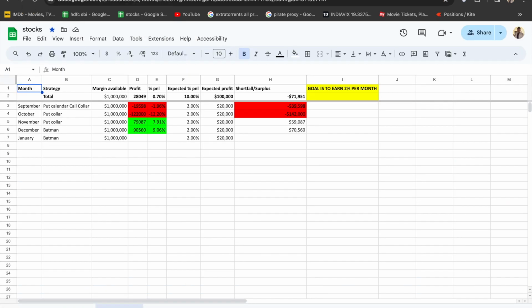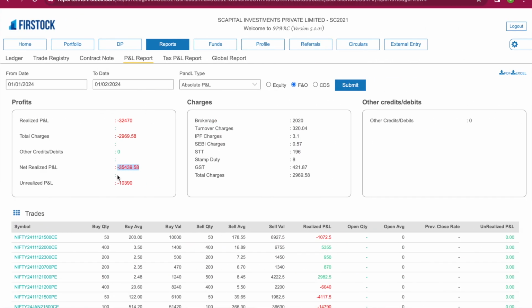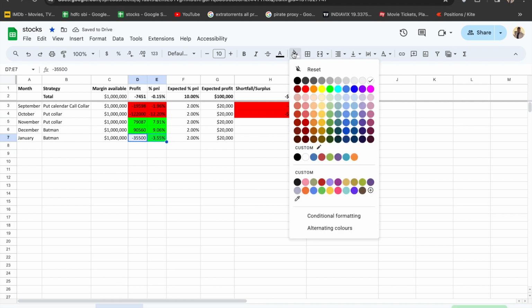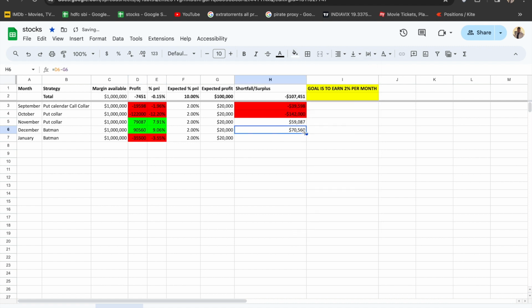Now if I check around the YouTube PNL of January, unfortunately, as I had showed, the PNL is minus 35.5, so it is minus 35,500. And here if you see, this will go in red, and here if we are at minus 55,000, so this is in red. What is this calculating? Basically D7 minus G7. Okay, so expected profit is 20,000, but we incurred a loss of 35,500, so there is a shortfall.